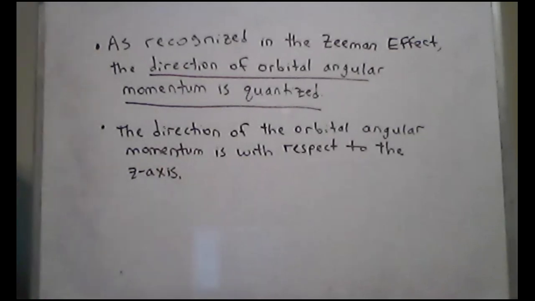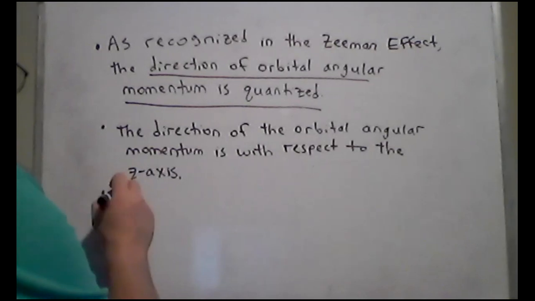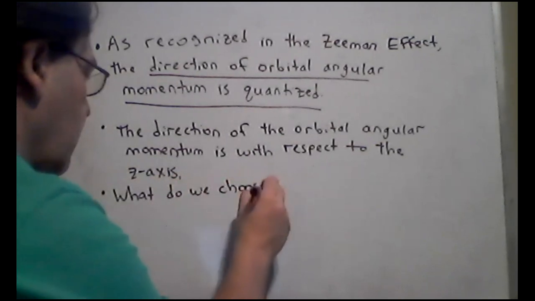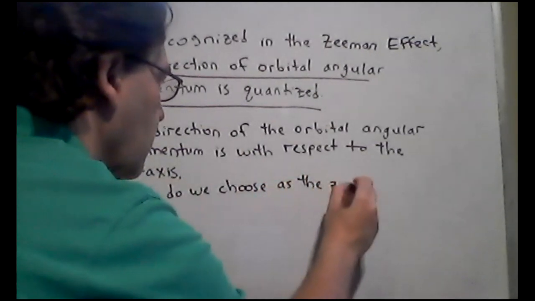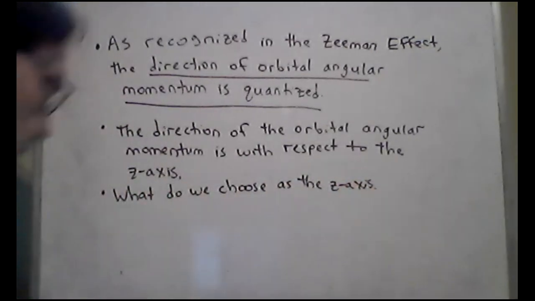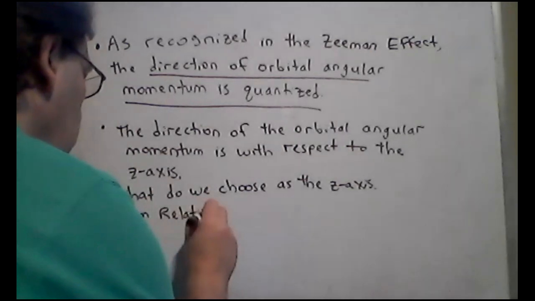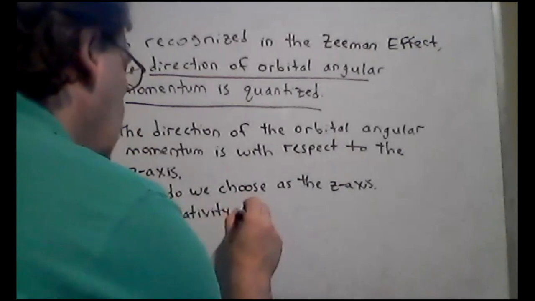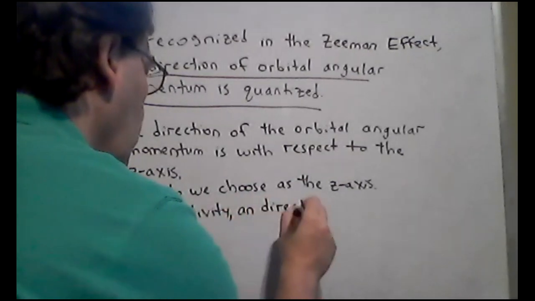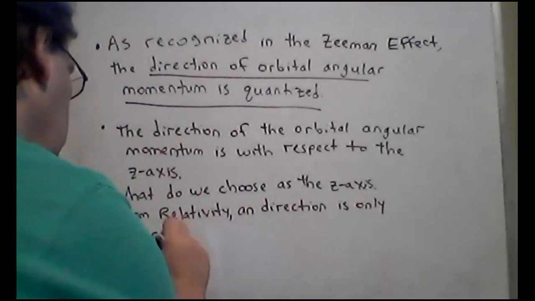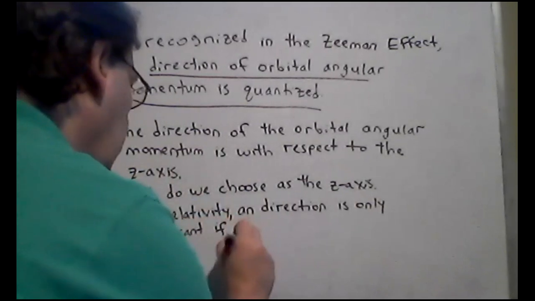And so what makes one direction more important than another? Well, a direction is only important if something changes in that direction, and I've talked about this before. So what do we choose as a z-axis? What's that special axis? You know, from relativity theory, an axis or a direction is only significant if something physically changes in that direction.